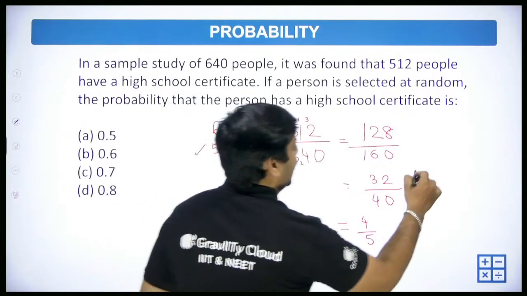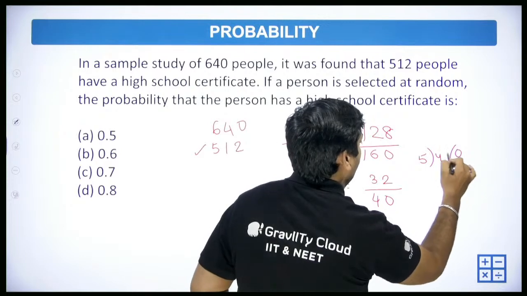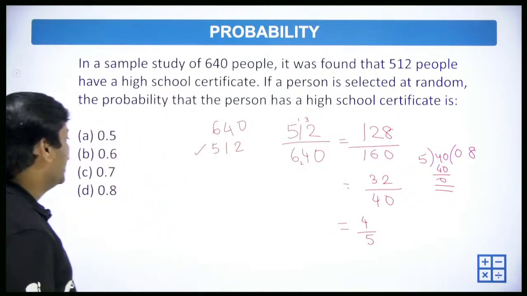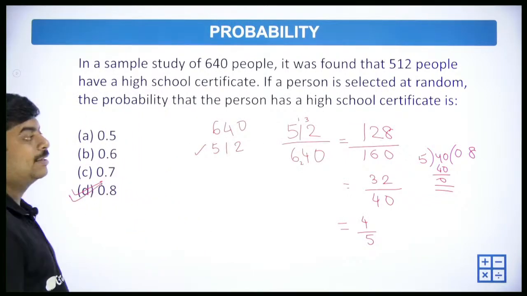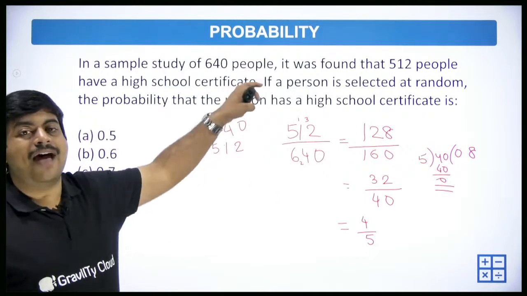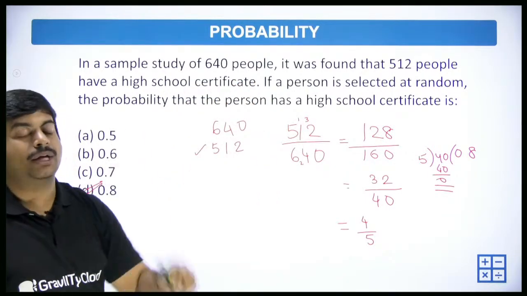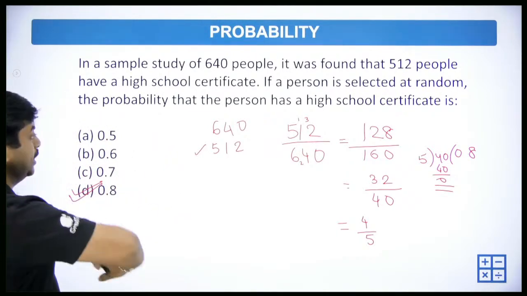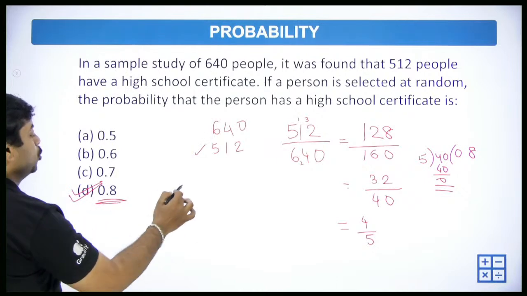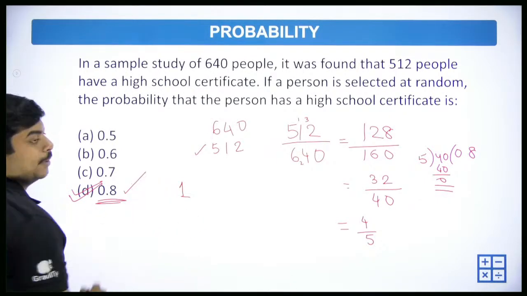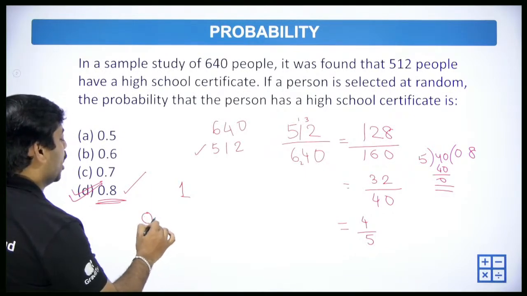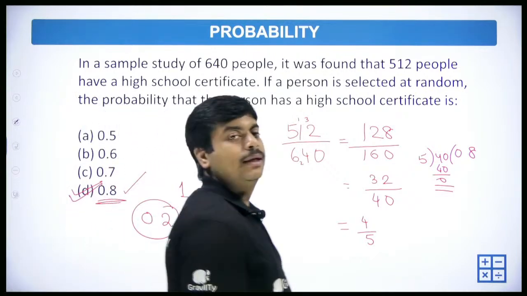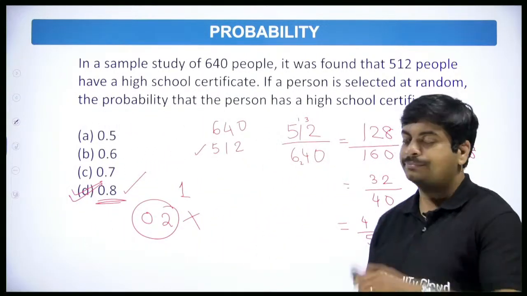So 4 by 5, let me calculate that. 5 and 4, 0.05, 5 8s are 40, that is enough to say that 0.8 will be the probability. 0.8 is the probability of the person selected having a high school certificate. But if the same question is asked for people who don't have a high school certificate, instead of doing the complete thing again, as you know the total sum should be 1. So 0.8 is the people who have the certificate and 0.2 are the people who don't have the certificate, right?